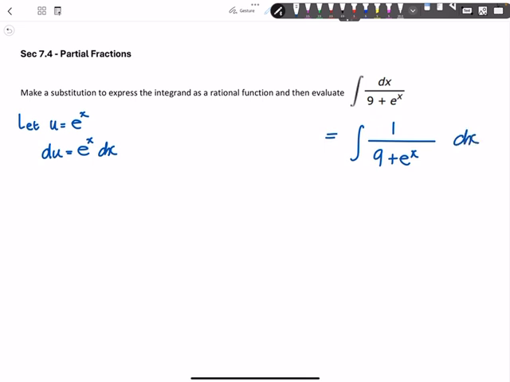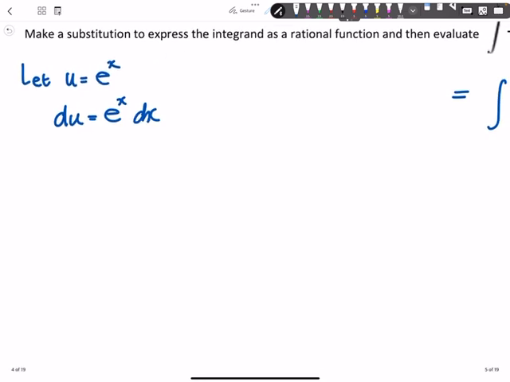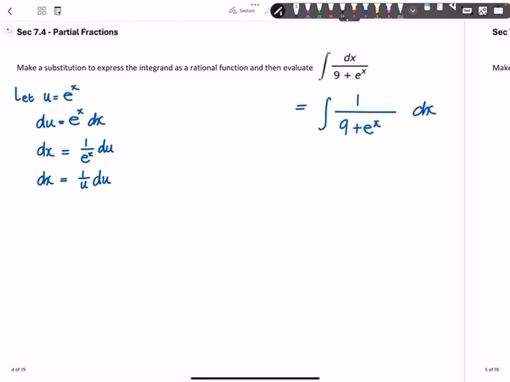I would like to solve for dx also. So you can see here that dx is equal to 1 over e to the x du, which we can also write, since e to the x is equal to u, as dx is equal to 1 over u du.